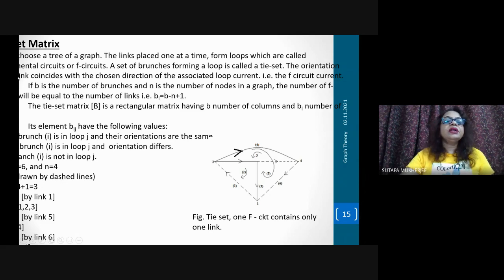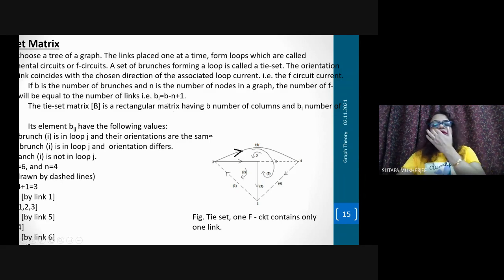The orientation of link coincides with the chosen direction of the associated loop current. That is the fundamental circuit current. I will explain it. If B is the number of branches and N is the number of nodes in a particular graph, the number of fundamental circuits will be equal to the number of links. How many links are here? 3 links are here. So total number of links will be basically B minus N plus 1.